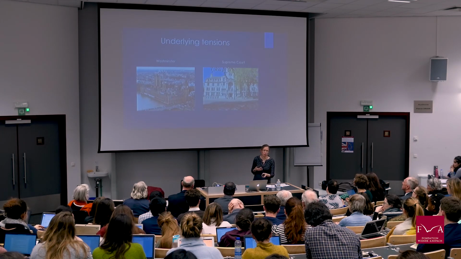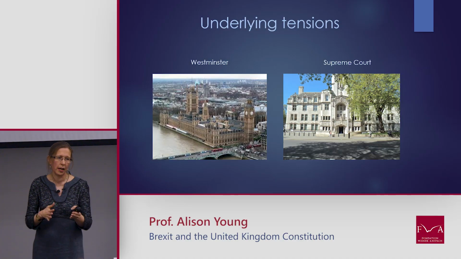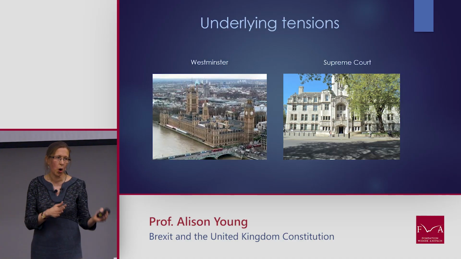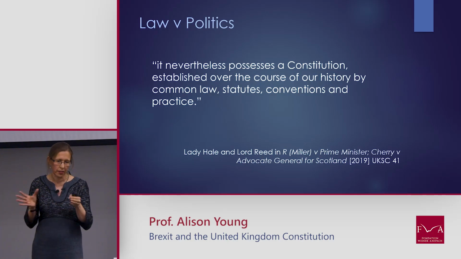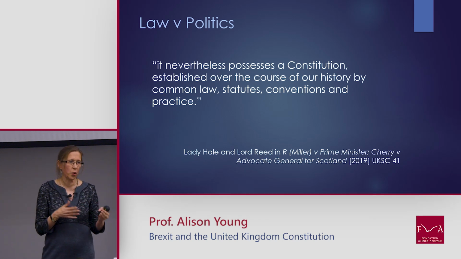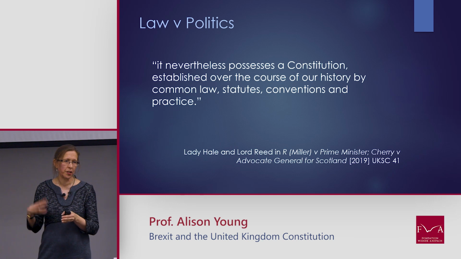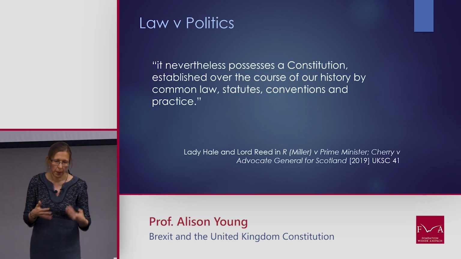So how am I going to talk you through these? I'm going to start with the tension between Westminster and the courts, between politics and law. And I'm going to talk you through the most recent case to explain how this tension came about. This is the second Miller case, where you had a challenge brought by Gina Miller and by Joanna Cherry against the decision of the Prime Minister to suspend or prorogue Parliament.